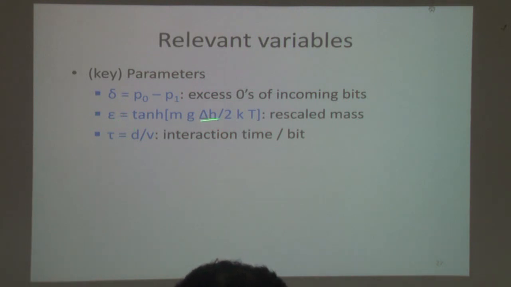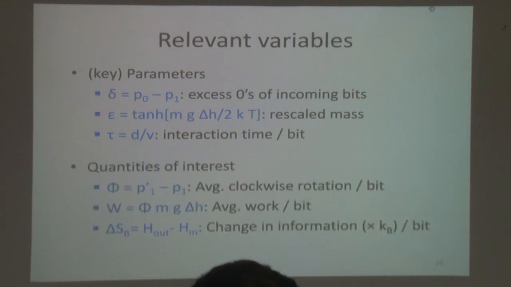Then epsilon is just a rescaled mass, you might think. And finally, tau, the interaction time. This is the time during which the daemon interacts with a single bit. And what are the quantities we are interested in?